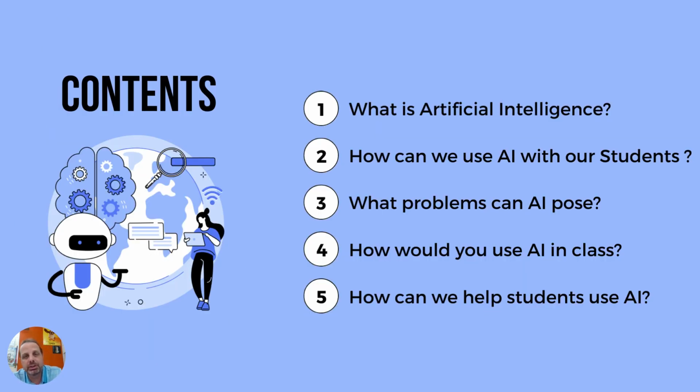So today with artificial intelligence, we are just going to briefly look at what is artificial intelligence, how we can use it with our students, some of the problems that it can pose, how you'd use it in your classroom, and how we can help our students use it responsibly and ethically.